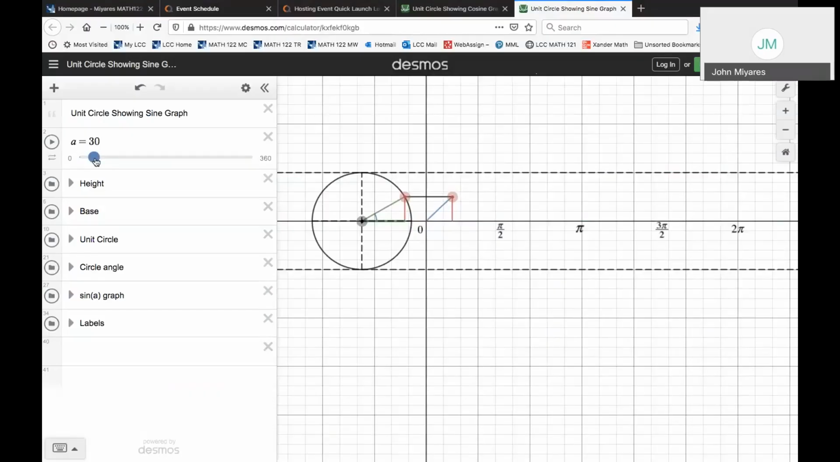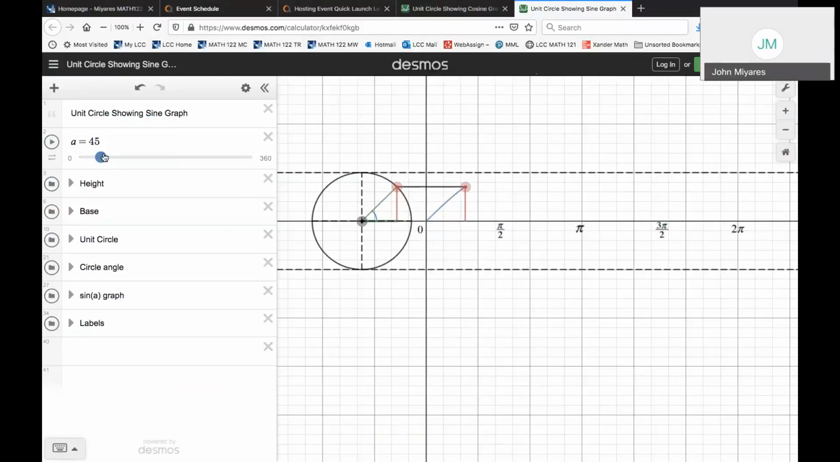As we progress through quadrant 1, we begin to see that the opposite side of this reference triangle is going to be getting bigger and bigger. Since the sine function represents the opposite side over the hypotenuse, and that opposite side is getting bigger, then the functional values on the sine graph are also going to increase. Here, what we're seeing is that the sine of 30 degrees, or pi over 6 radians, is going to equal 1/2.